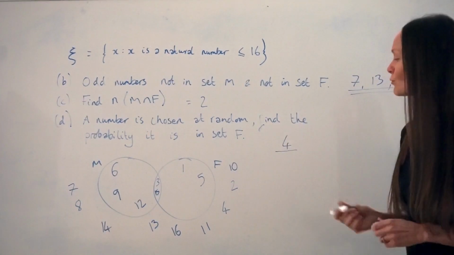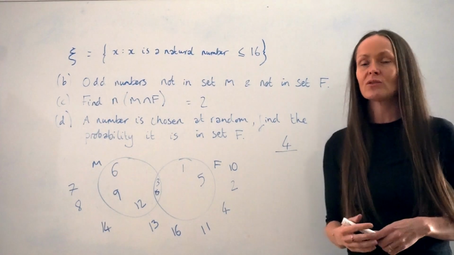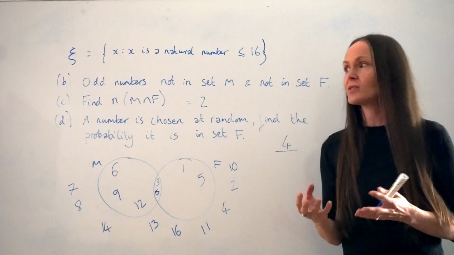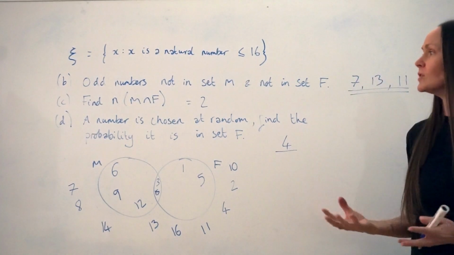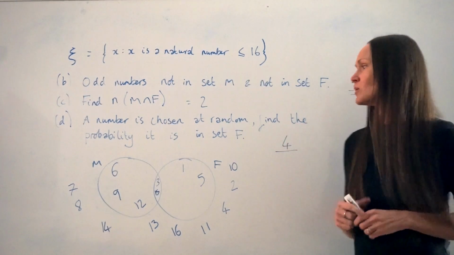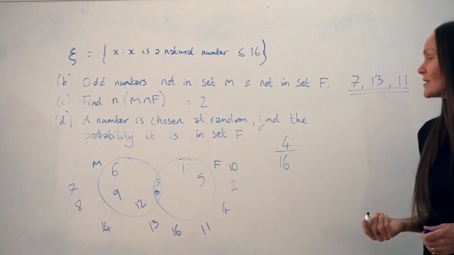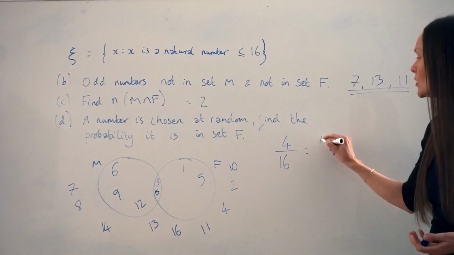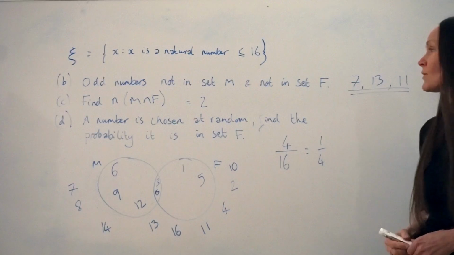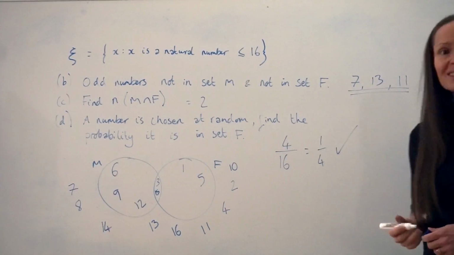Then you need to write that number out of the total numbers in the universal set, because the number we're choosing at random is from the universal set, so you need the total number altogether, which is 16. Remember, there are 16 numbers altogether. So the probability is 4 out of 16, and if you want to simplify it, you could write a quarter, you could also write 0.25 or 25%, as long as it's a probability, then that is correct.